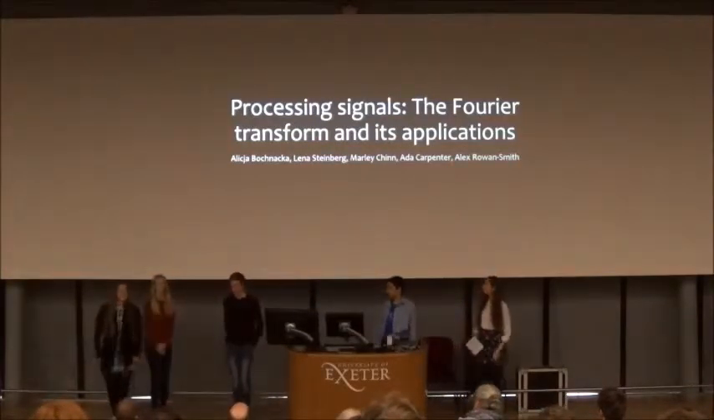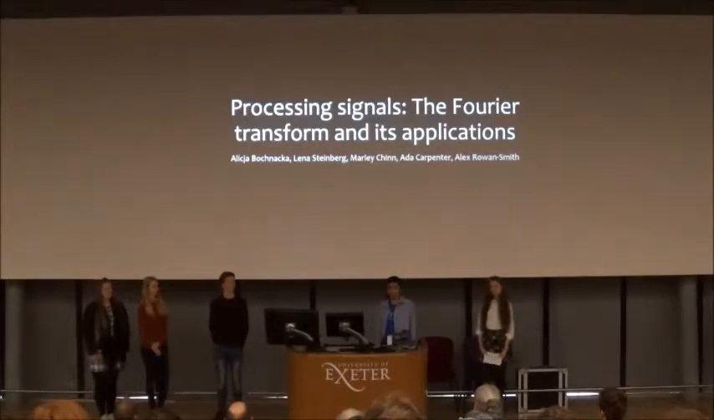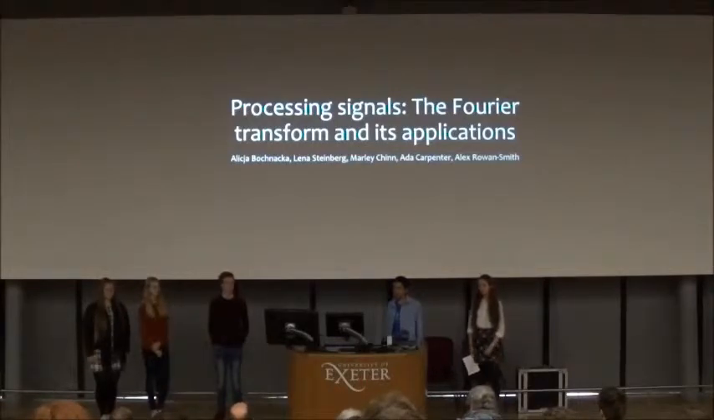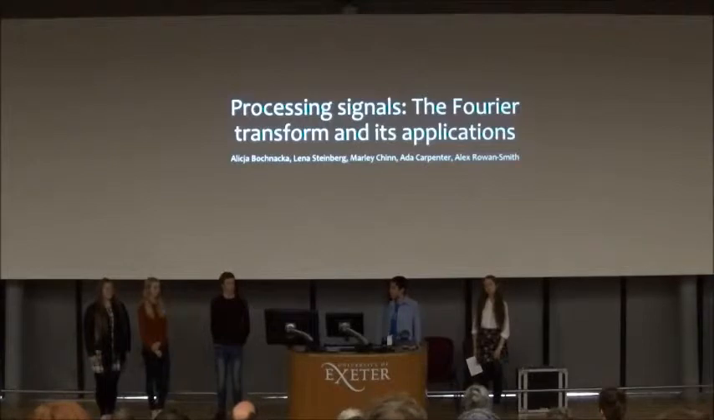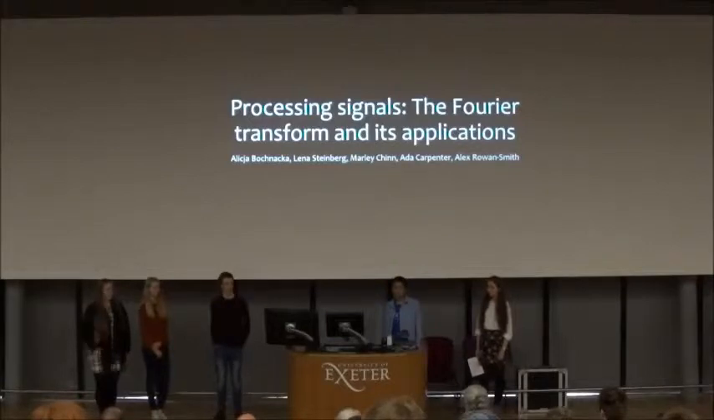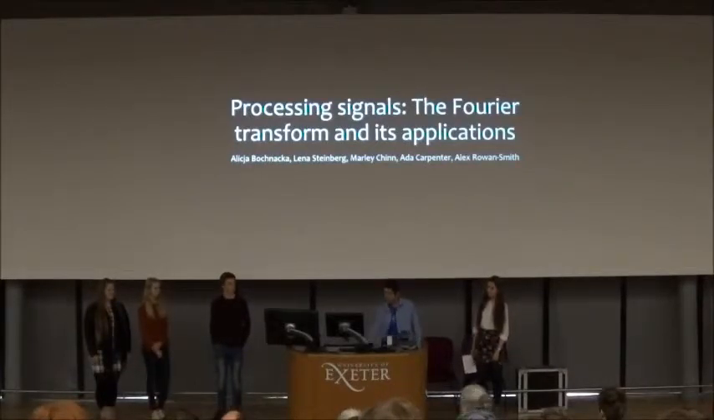Our group is doing the Fourier Transform. But what is the Fourier Transform? Well, it's called the Fourier Transform because it was invented by Joseph Fourier, a guy who came up with it in 1822. It's a transform because it transforms a signal into another type of signal. In this case, it takes a signal from the time domain and transforms it into the frequency domain. We should hopefully be explaining what it is and how you can use it.